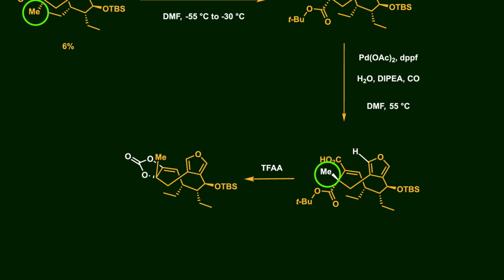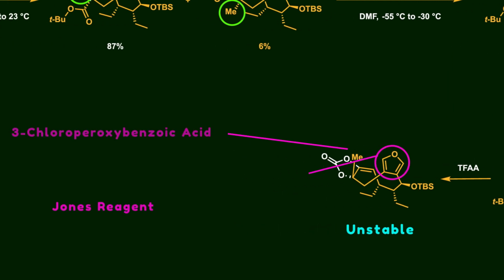Despite the incorrect stereochemistry, the group proceeded with the installation of the two cyclic anhydrides. Treating the carboxylic acid with TFAA led to the formation of a cyclic anhydride. However, it was highly unstable to chromatographic purification. Additionally, all attempts to oxidize the furan to generate the second cyclic anhydride resulted in decomposition.